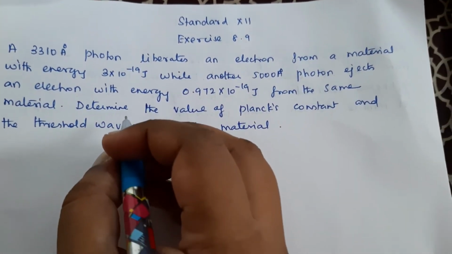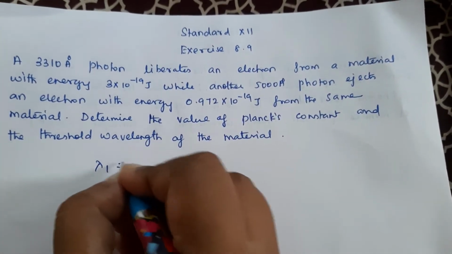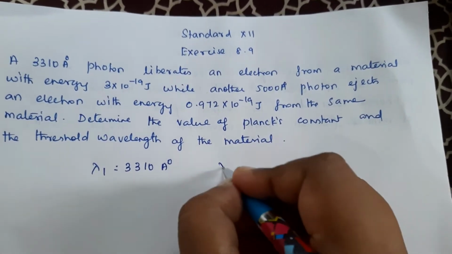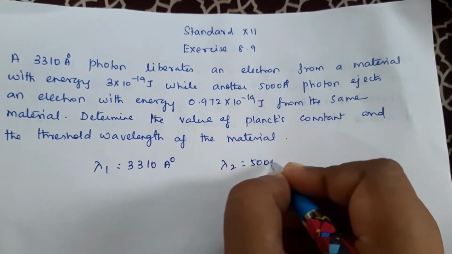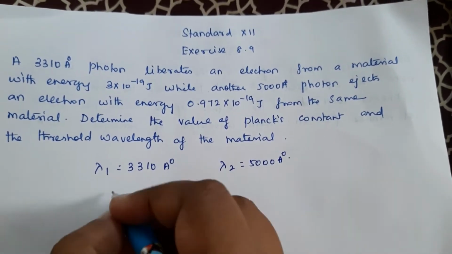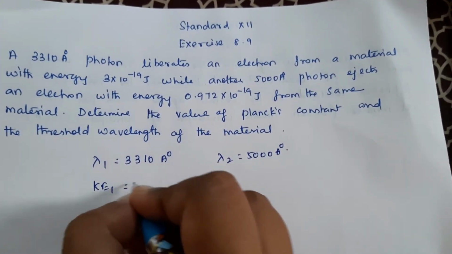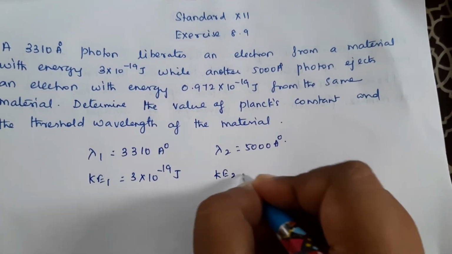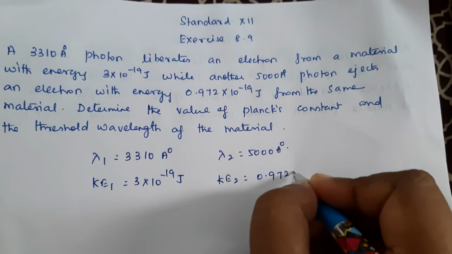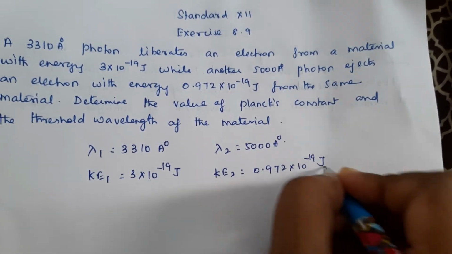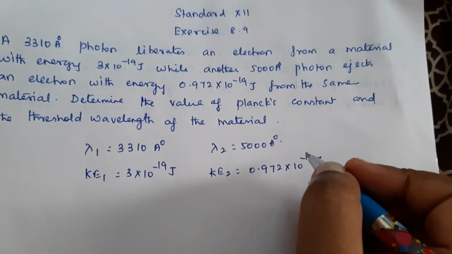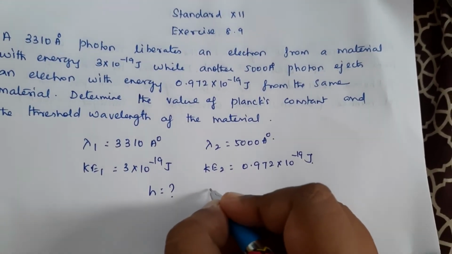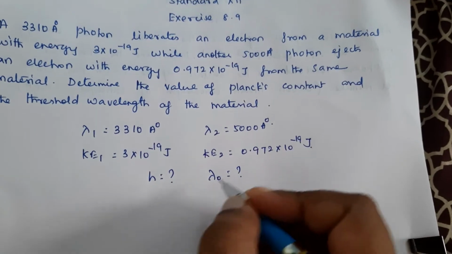Now here, lambda 1 is given as 3310 Angstrom, and lambda 2 is given as 5000 Angstrom. Kinetic energy 1 is given as 3 into 10 raised to minus 19 joules, and kinetic energy 2 is given as 0.972 into 10 raised to minus 19 joules. Now we have to find out the Planck's constant and the threshold wavelength, lambda 0 value.